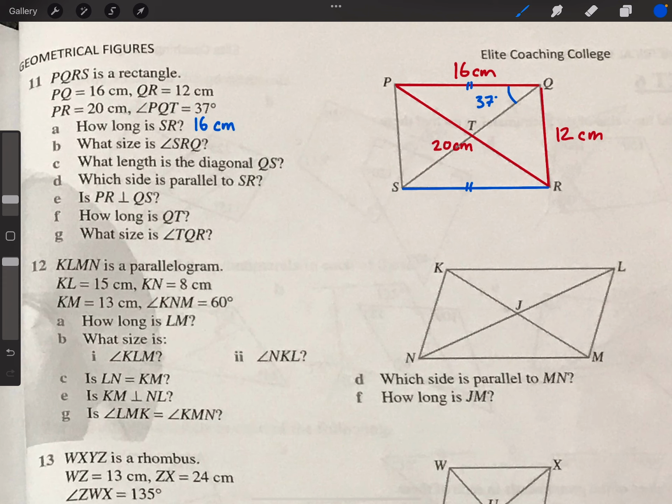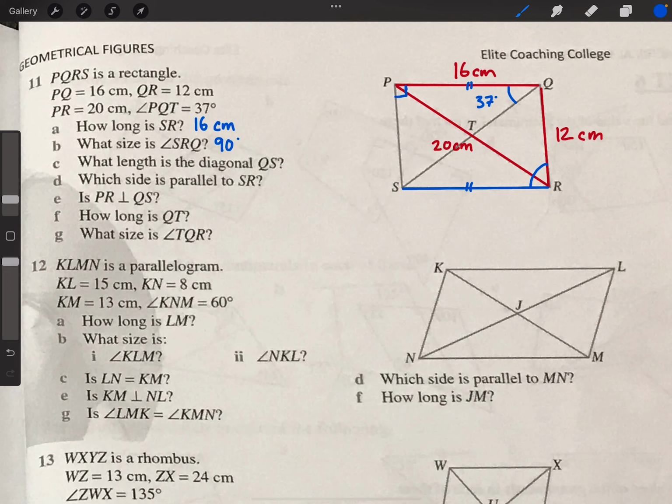What is the size of SRQ? SRQ is this. We go from S to R and to Q, so it's this angle in between. So basically, what is this angle? Well, this is the corner angle of a rectangle, and we know that all the corner angles are 90 degrees. So that must be 90 degrees.